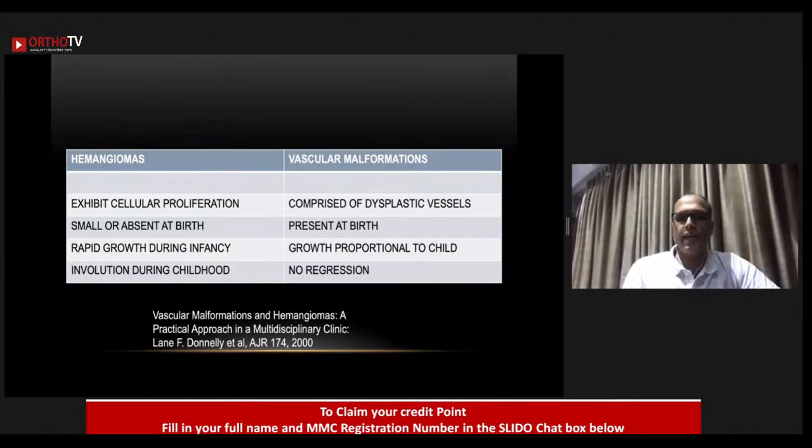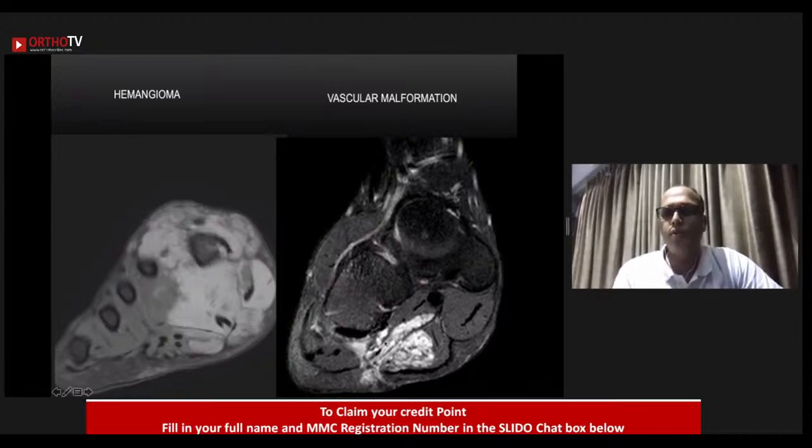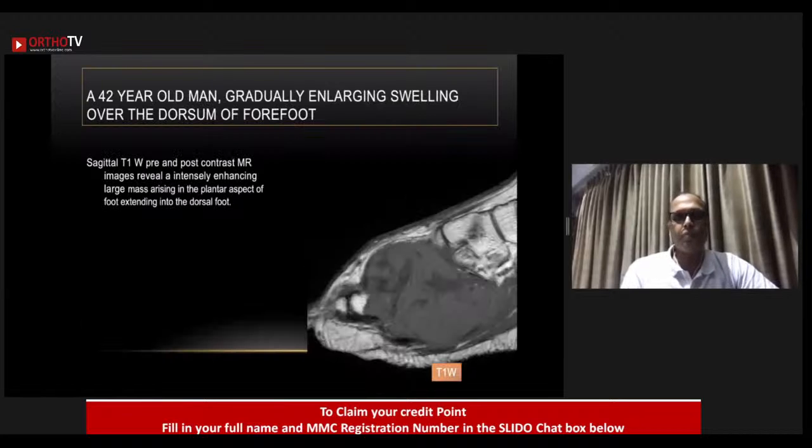So based on that, what would the usual differentiation be? The one which is expanding would be more fitting for a hemangioma, because of the presence of phleboliths, and the one which is more proportional to the body size of that individual would fit better with a vascular type of malformation.